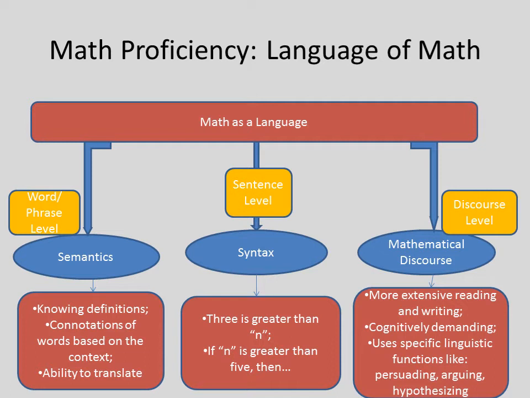At the word and phrase level, what we're talking about here is the semantics and the meanings of words. Students need to be able to know the definitions of words that they're going to encounter in the text, whether it's the content words or just the words that surround, for example, in a word problem. They need to also understand that words can mean different things based on the context. And they need to have the ability to translate using an online translator, a dictionary, or the help of a peer.